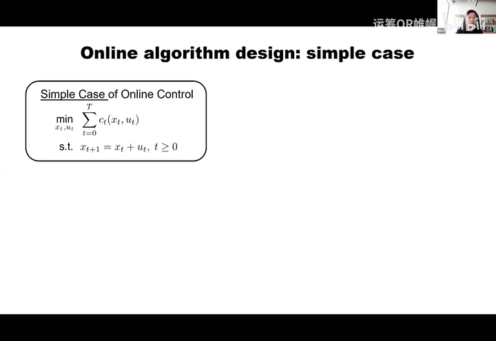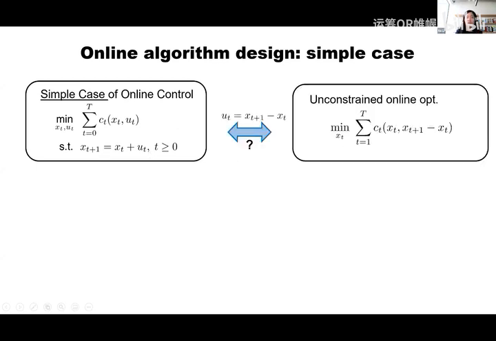So this is what I mean by the simple case, just one dimension. Look at here, there is no A and B. The system is very boring. But the nice thing is that my control action is still u_t, but when I try to compute my decision, I'm going to ignore u_t. I'm going to transform u_t into x_{t+1} minus x_t. So now this becomes a purely optimization problem, and I don't have a constraint.